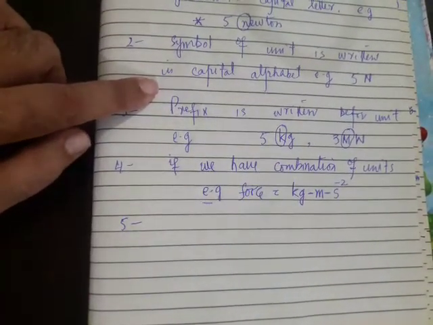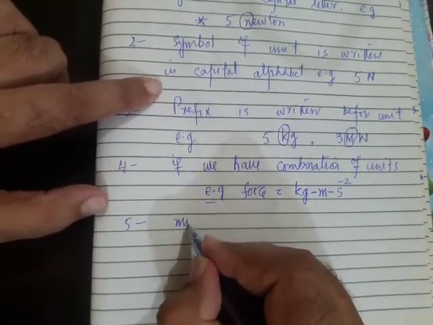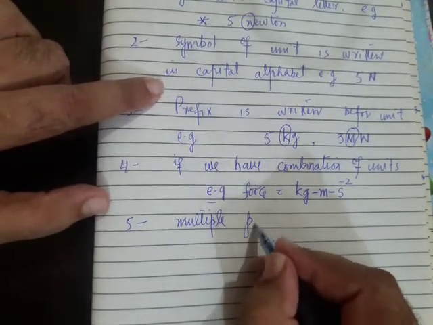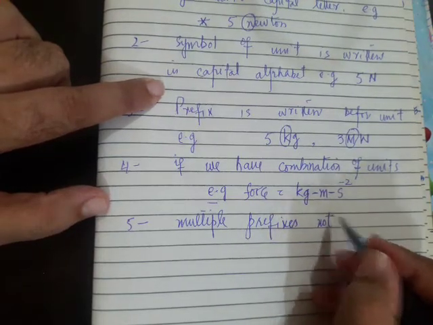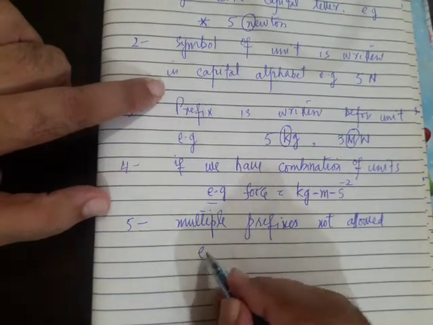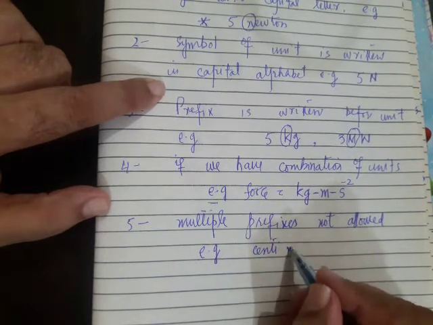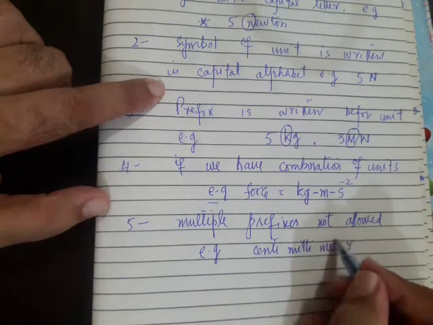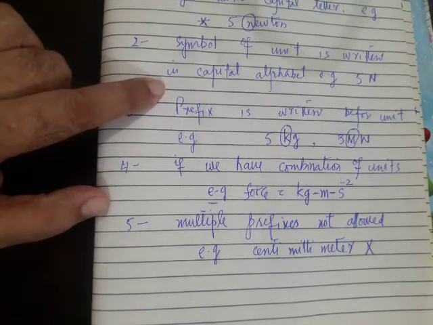The next rule is that multiple prefixes are not allowed. For example, we can't write centimillimeter. This is not allowed. We can't write multiple prefixes.